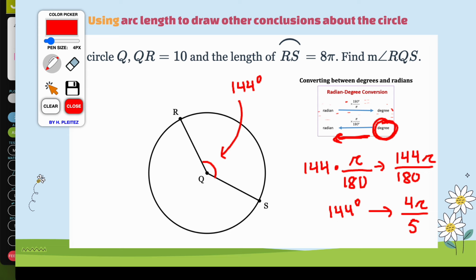So again, you're going to get this conversion chart on your reference sheet for your tests. So you just got to remember, you multiply by pi over 180, you simplify that fraction. Don't forget to put pi back in there as well. So the answer here, 4 pi over 5 radians, is another way of representing that angle.